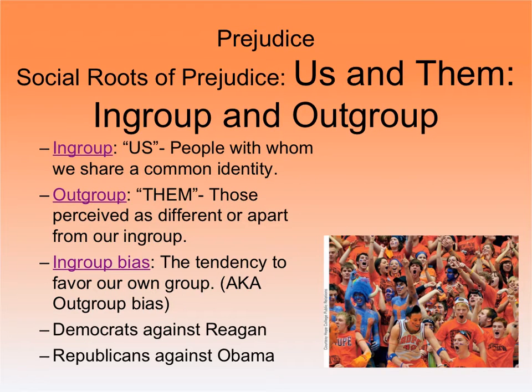Another fascinating example of the social roots of prejudice is the in-group out-group effect. So in-group is us, out-group is them. What the in-group and out-group is may change from situation to situation. So we all attend Maspeth High School. If we go to a basketball game against Metro, we are the in-group, Maspeth High School, and the out-group is Metro.